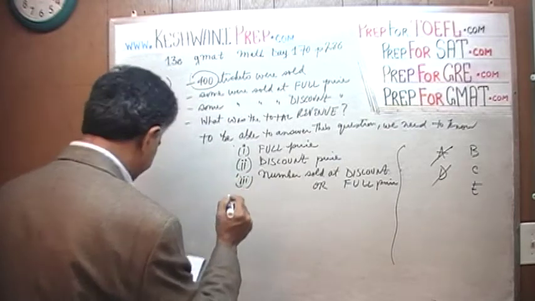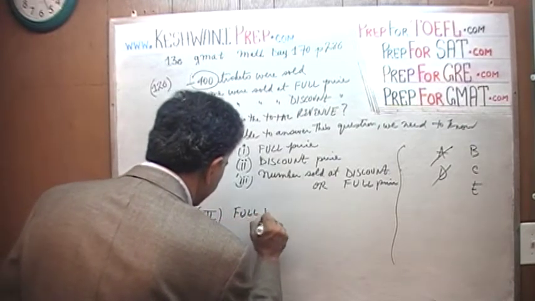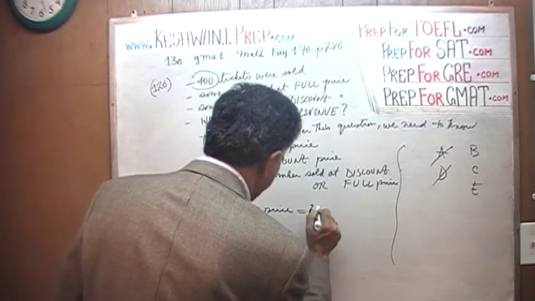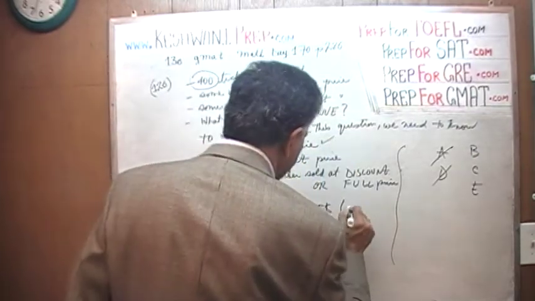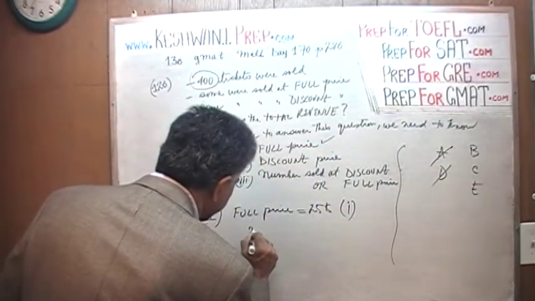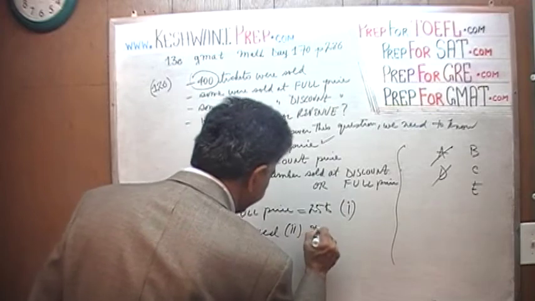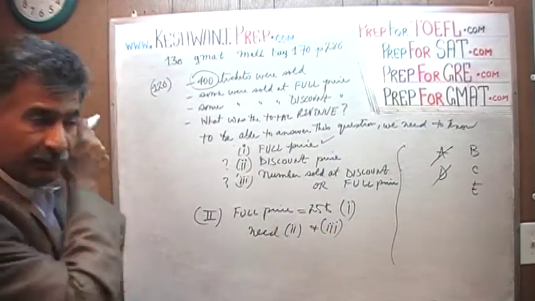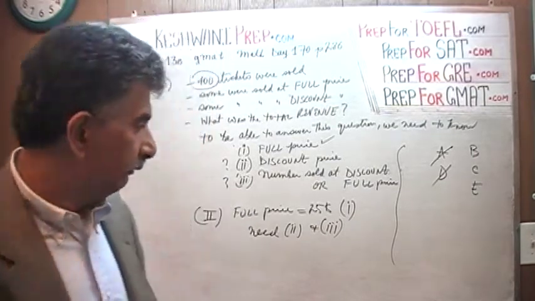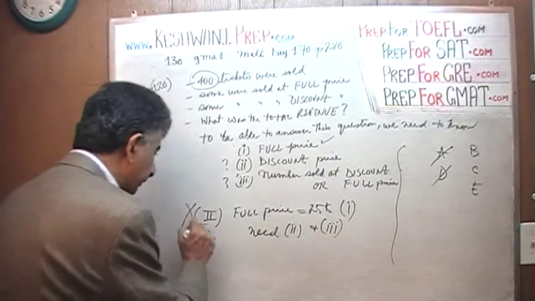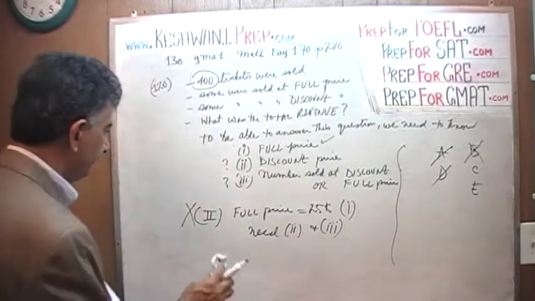In the second statement they tell us the full price is $25. Well, that tells us the first part. But we need to know the second and the third part. The second piece, which is the discount price, and the third piece, which is the proportion of discount tickets and full price tickets, we do not know in the second part. Therefore, the second statement by itself is also no good. Answer cannot be B. Let's put them together, shall we?